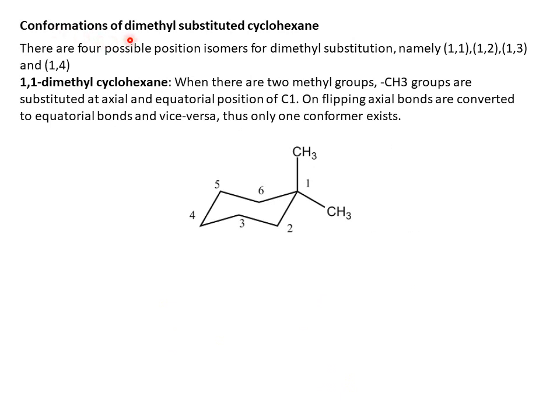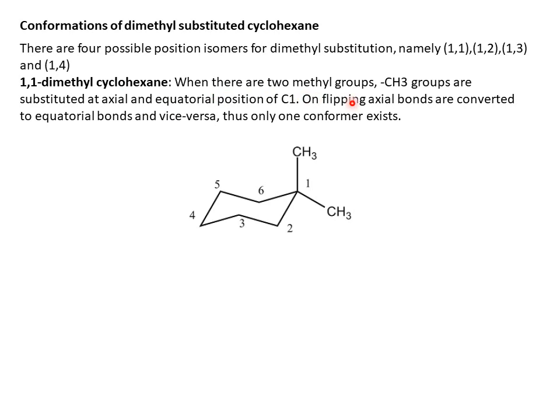Next, we look at the conformations of dimethyl substituted cyclohexane. When there are two methyl groups substituted to cyclohexane, there are different possible position isomers. We can substitute at the 1,1 position. This is 1,1 dimethyl cyclohexane, and we can have 1,2 dimethyl cyclohexane, 1,3 dimethyl and 1,4. First, we look at 1,1 dimethyl cyclohexane.